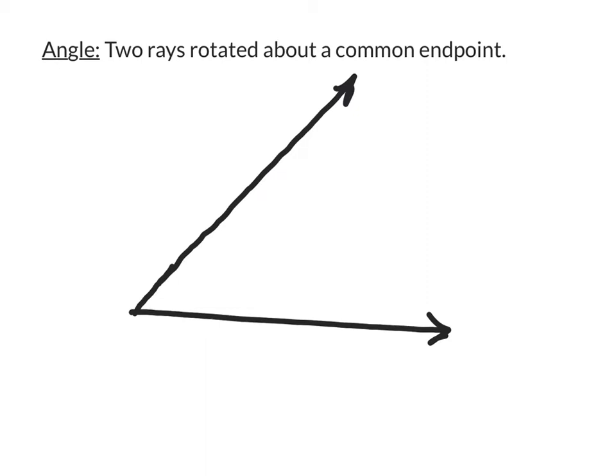Now, many books and many teachers describe an angle as two rays that just share a common endpoint. But it is important to understand that when we're talking about an angle, we're talking about one side being rotated away from the other side. That means that an angle has two sides. Each of the rays are two different sides. The first side is called the initial side. That second side that is being rotated away from that initial side would be the terminal side.